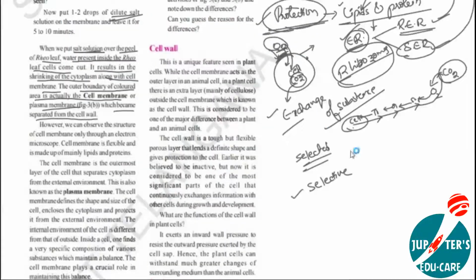At the same time, this cell membrane separates the cytoplasm from the external environment. Inside is the cytoplasm, outside is the external environment, and the cell membrane separates them. So the cell membrane is involved in protection, in separation of the cytoplasm from the external environment, and it also allows a few selected substances, involving exchange of substances. That's why we call it a selective permeable membrane.